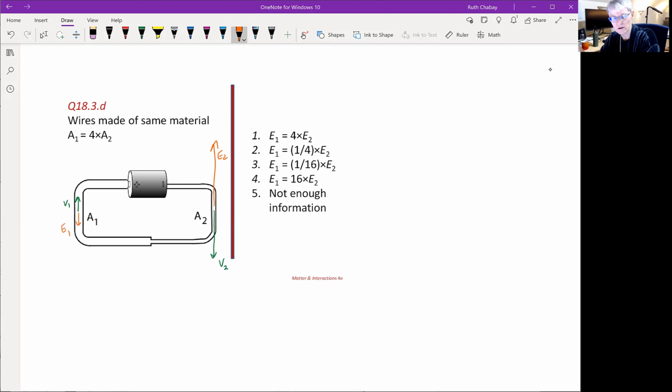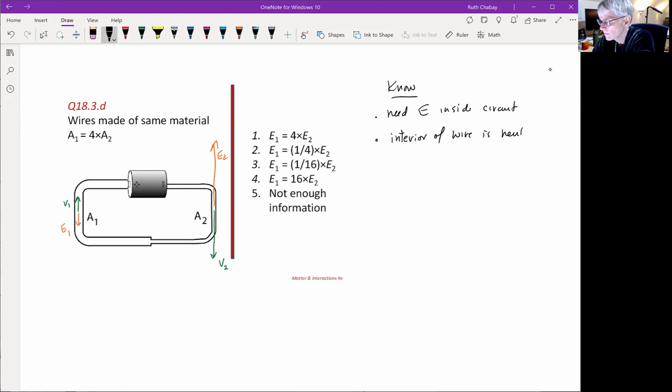Okay, so we know that we need different electric fields in different parts of the circuit. And we know that we need an electric field inside the circuit. And we know that the interior of the wire is neutral. And we know that the charges make electric fields. So the question is, where are the charges?